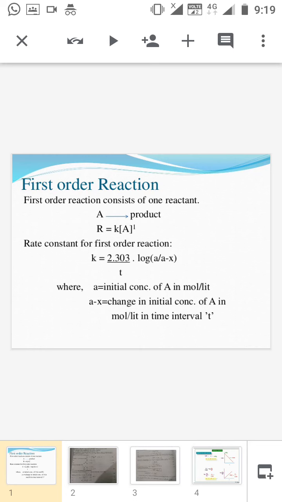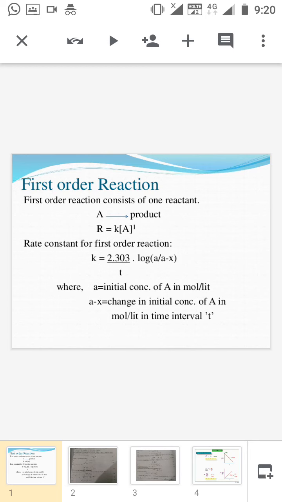Here A is the initial concentration of the capital A and A minus X is the change in concentration of the A at the time t. So we always represent the concentration in terms of mole per liter. Always keep in mind we should write the concentration in terms of mole per liter.